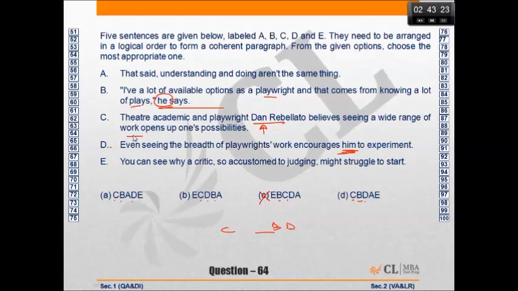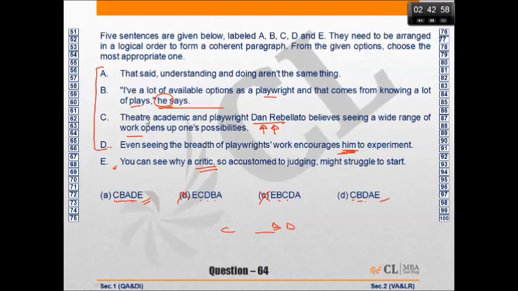You can see, when I look at these four choices, statements A, B, C, D seem to be connected. E is talking about a critic, while theatre academic and playwright Dan is not a critic. So E should logically be the closing statement. So if E has to be the closing statement, this should not be the answer. So your answer should be either A or D. Let me read these two choices completely to determine what the answer should be.